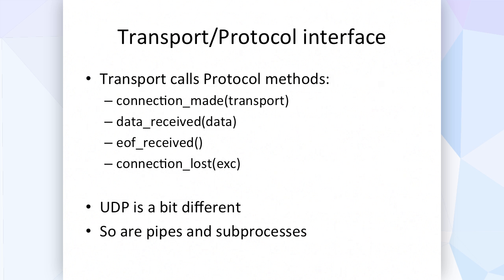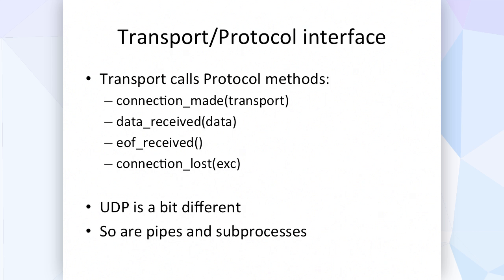So when something happens to the transport, it will call a method on the protocol, which you can think of as a callback, even though I don't like callbacks, but here they are. They're there for interoperability. So the life of a protocol is very boring. Connection made gets called exactly once. Then data received gets called zero or more times. Then maybe EOF received gets called. And then definitely at some point connection lost gets called.